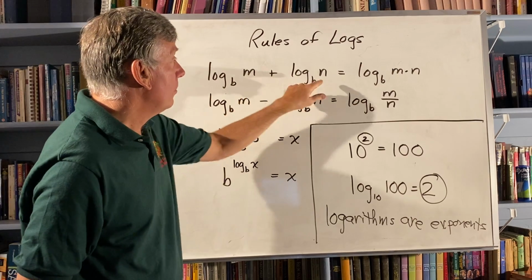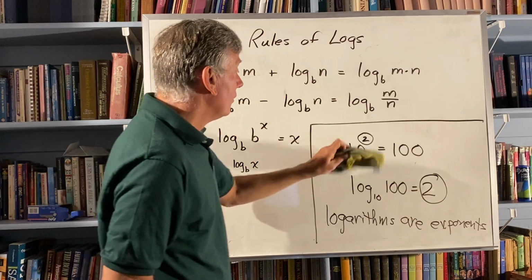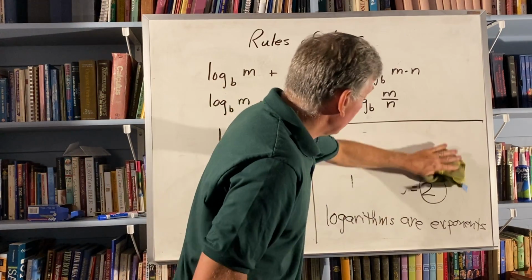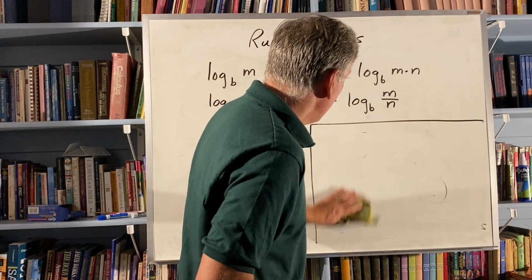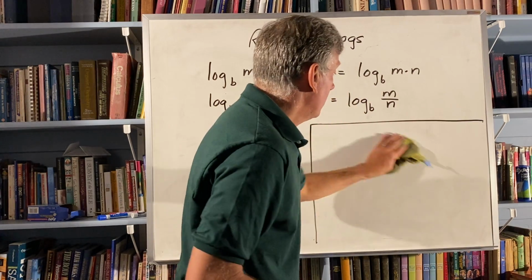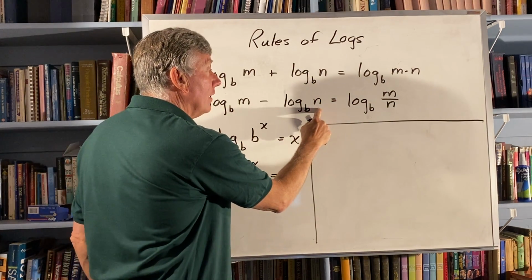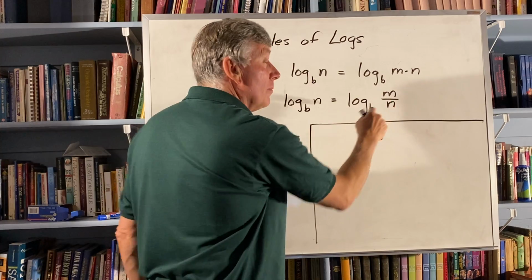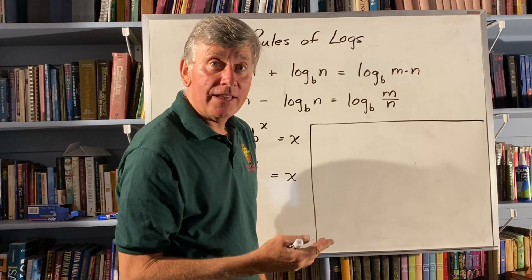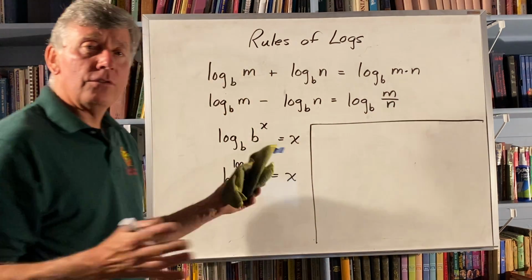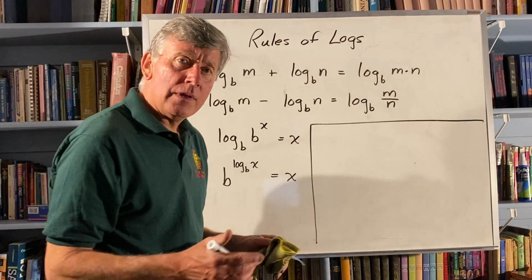this, log m plus log n. Now if I want to subtract, I'm actually dividing the numbers. Log of m minus the log of n is equal to the log of m divided by n. So far so good, I hope.